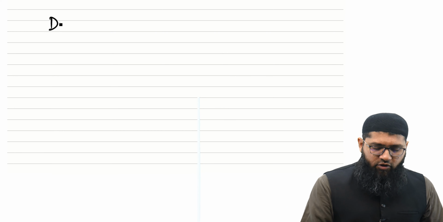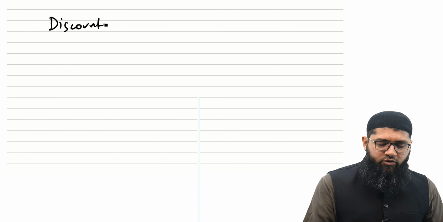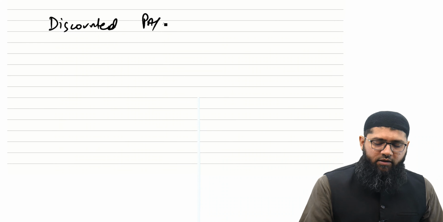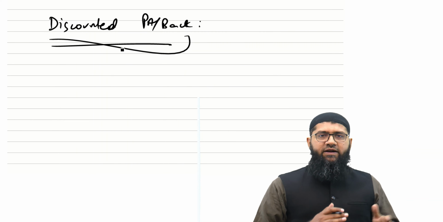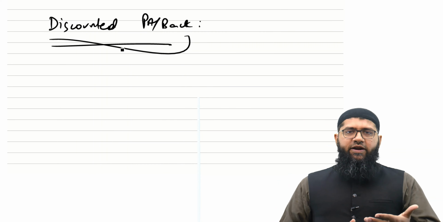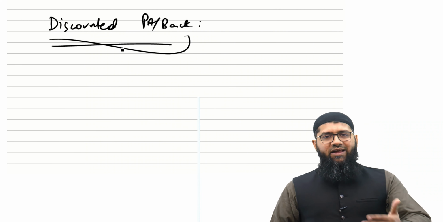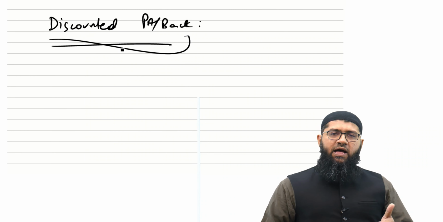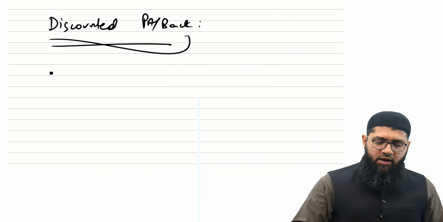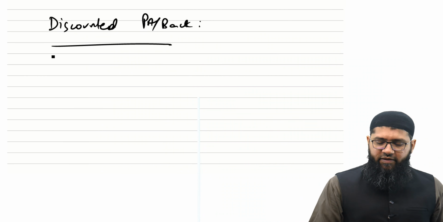First of all, if I have a situation where I need to calculate the discounted payback, what am I going to do? I'm going to use the same technique as I use for the payback period. The only difference is that instead of using the normal cash flows, I shall now be using the discounted cash flows, the present value of the cash flows.